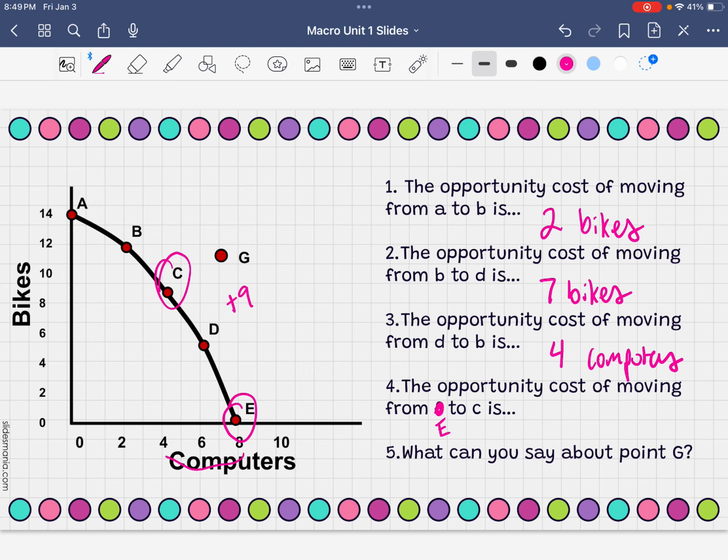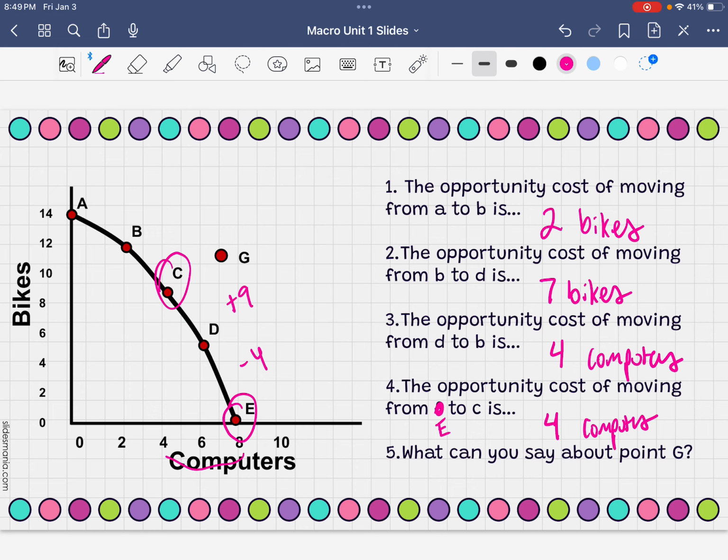You see how it's easier to do it on the chart sometimes? I went from, where did I go? E to C? I'm losing myself, y'all. Oh, I went from 8 down to 4. So I lost 4 computers. So the opportunity cost is 4 computers.